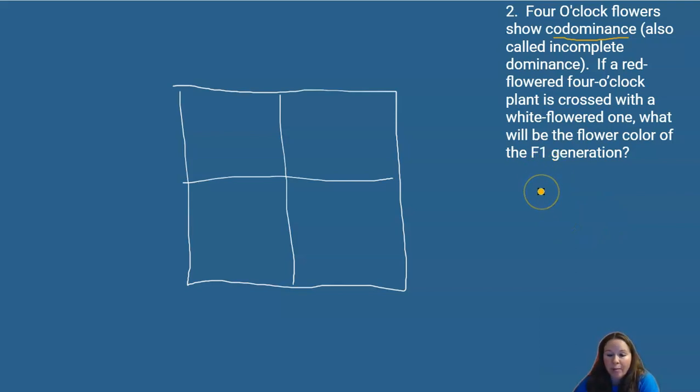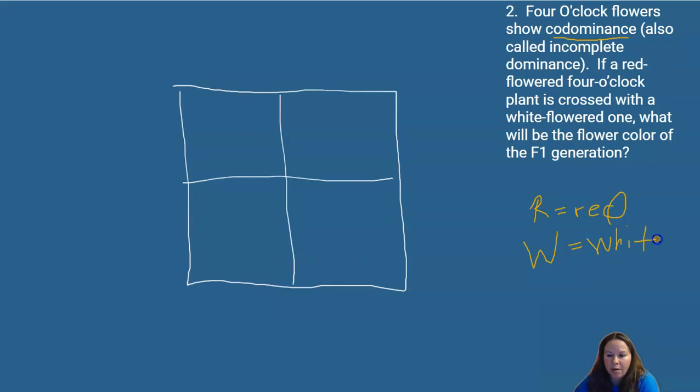Well, remember in codominance, both alleles are dominant together. So red is going to get a big R, and white is going to get a big W. They're both dominant. I think they deserve their own capital letters.